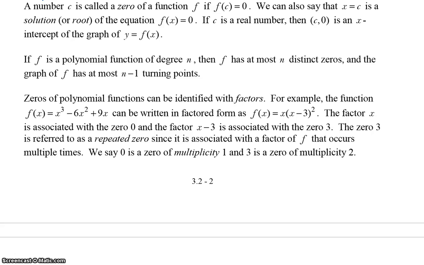We now turn to a topic that's very important for the understanding of polynomial functions, and that is their zeros. So we'll spend quite a bit of time on this topic. Basically, a number c is a zero of a function f if f of c equals 0. So a zero of a function is a number when substituted into the function causes it to equal 0.